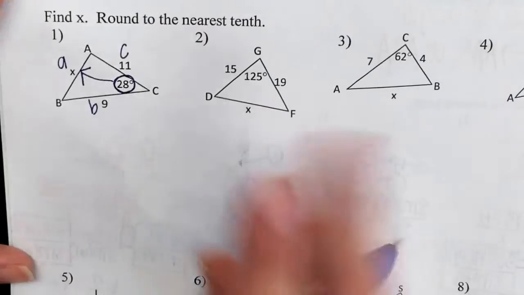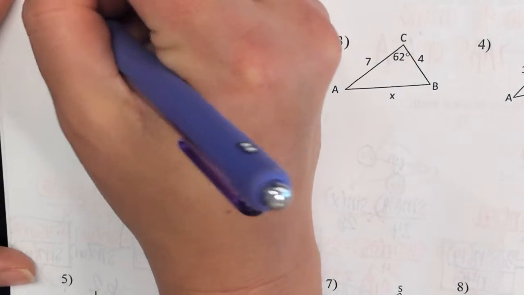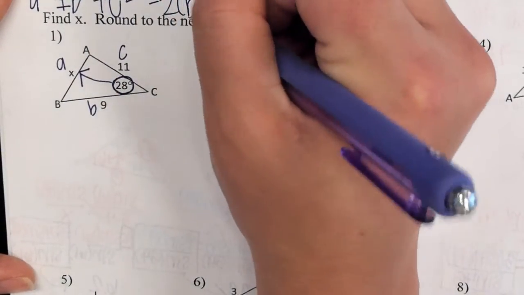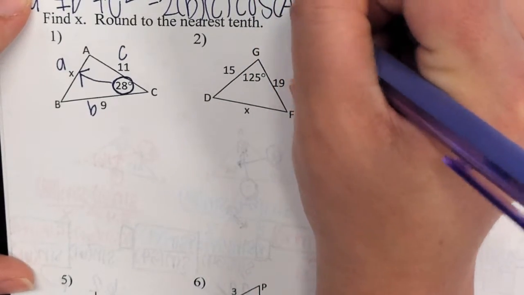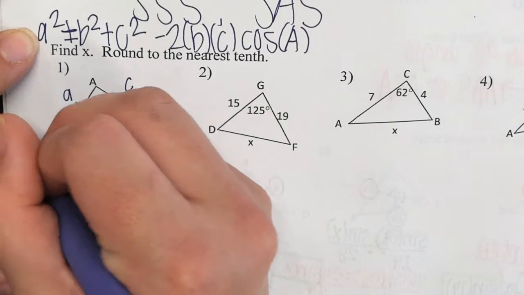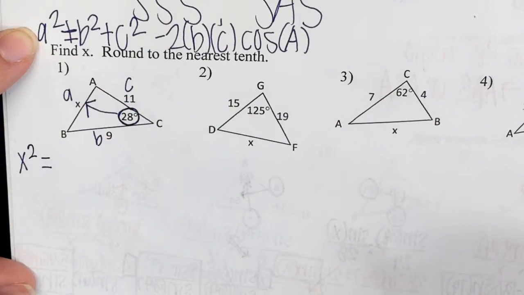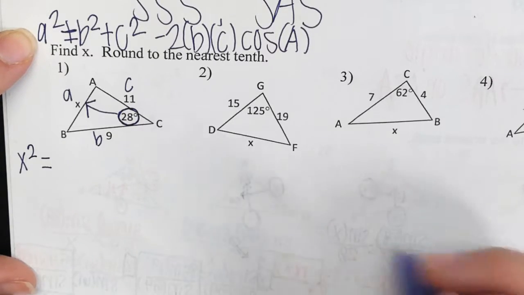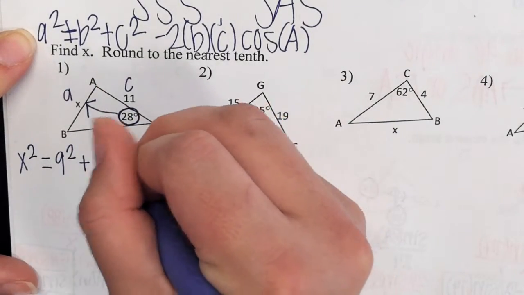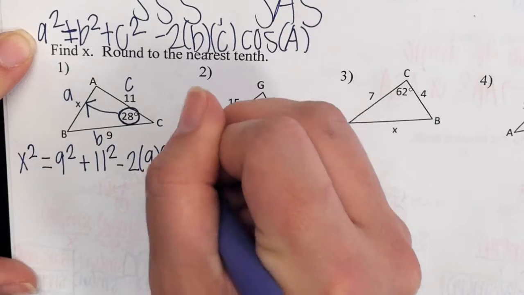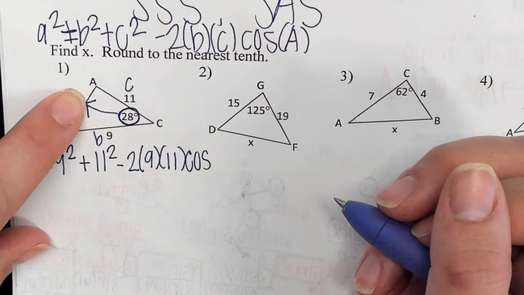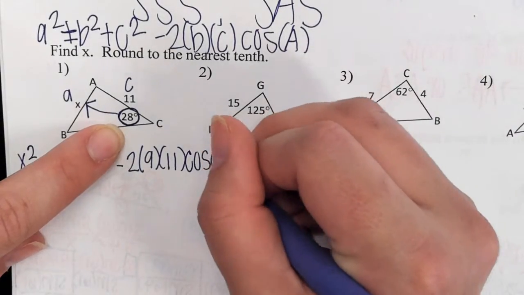All right, let's plug these in. I'm going to rewrite my formula right here so you can see it. Instead of writing A, what letter am I going to write? X. So X squared equals, what are we writing for B? 9 squared. What's for C? I'm literally just plugging these in. And then when I get to the cosine, my angle that goes with the pair of X is 28. So your angle goes here.